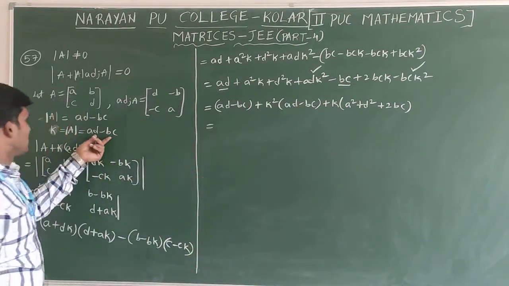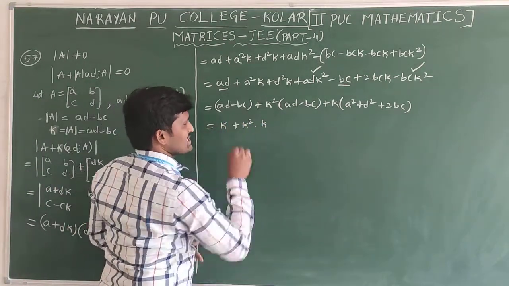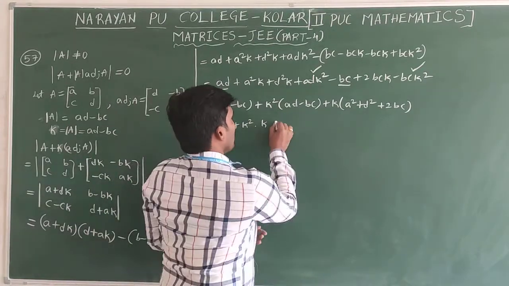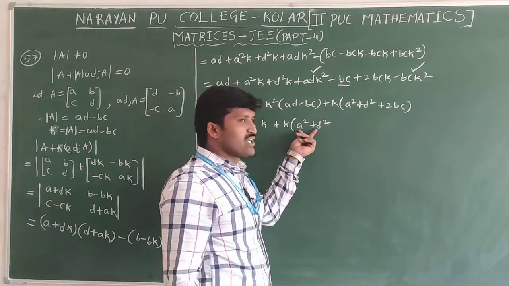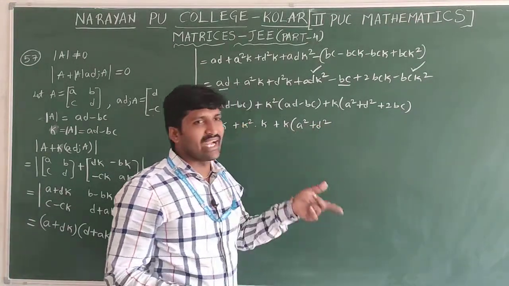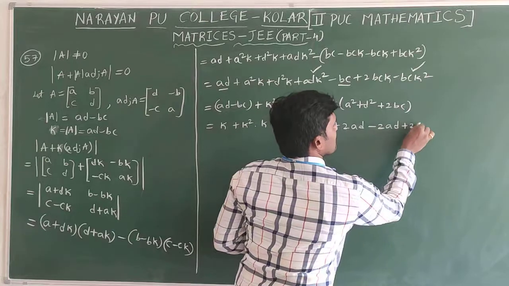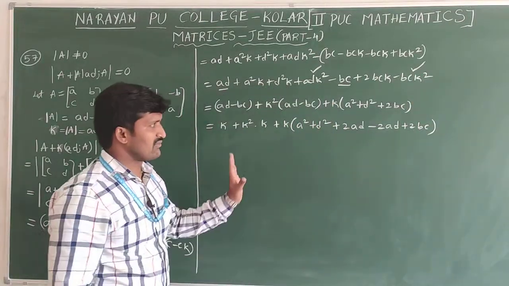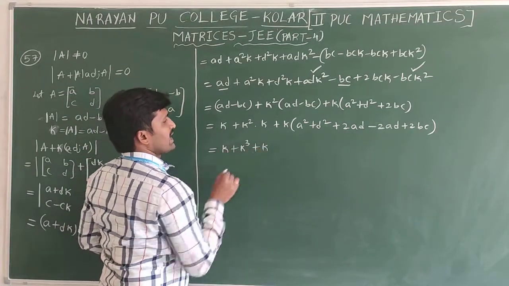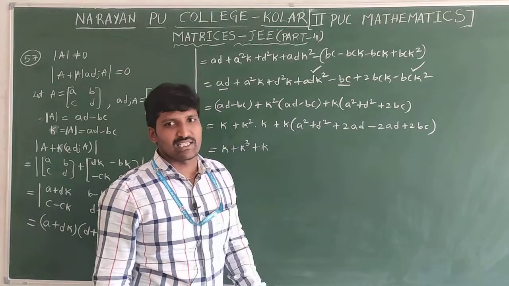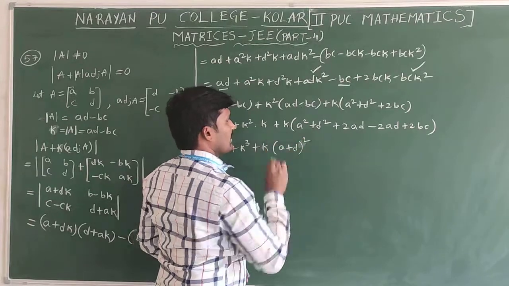Now ad minus bc means what here? Clearly k. So k, k square into, again this is a k, plus k into a square plus d square. To get this into a perfect square, we need 2ad. That's why I am adding 2ad and subtracting 2ad plus 2bc, all inside the bracket only. K plus k cube plus k into, this is clearly a plus d whole square.